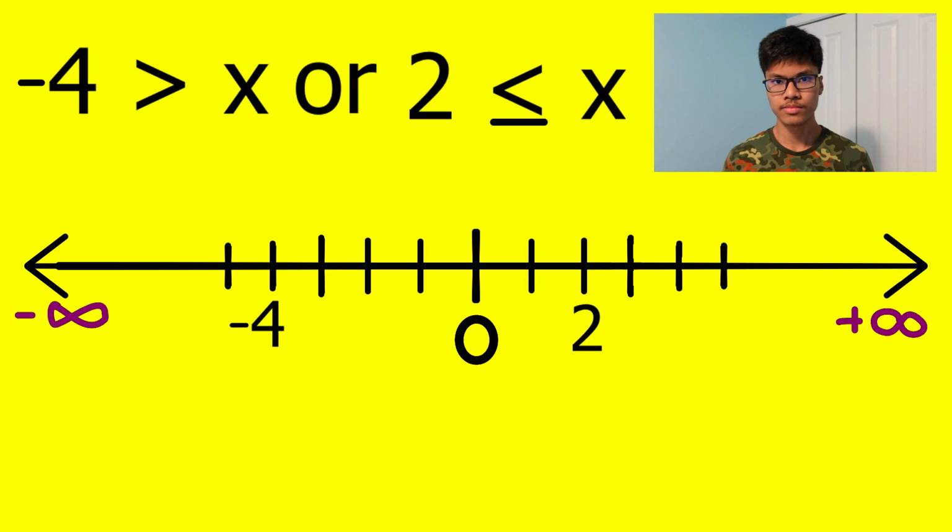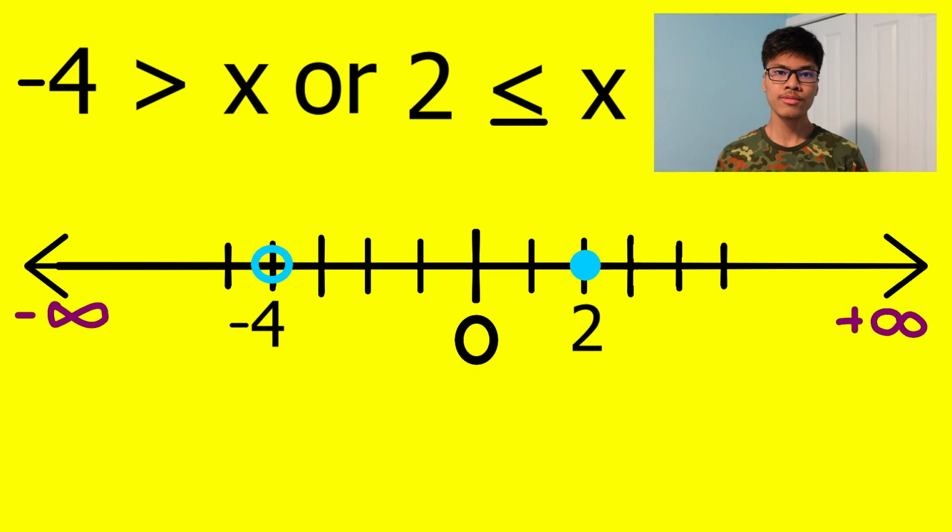Let's try another one. This time we have x is less than negative 4, or 2 is less than or equal to x. So we will do the same thing. This one is a little similar to the last one. So let's look at the first part. We have x is less than negative 4, so that would be an open circle. And on the second part, we have 2 is less than or equal to x, so we would have a closed circle.